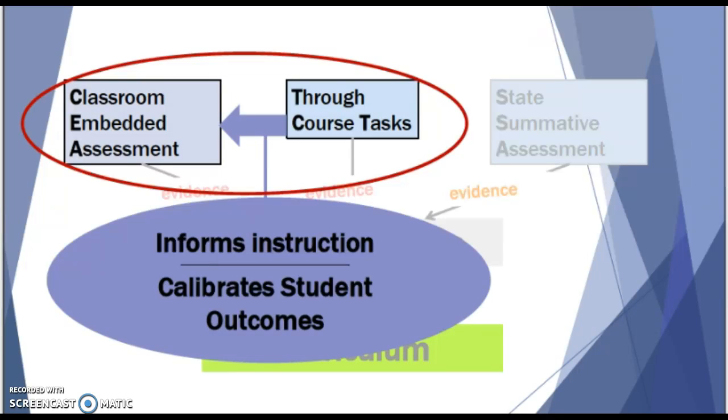It also gives us an opportunity to calibrate our understanding of students, the success criteria that we're setting for students in relation to these standards. So it's very collaborative. This whole system isn't a standardized test that you just give kids and then the information doesn't really impact our instruction.